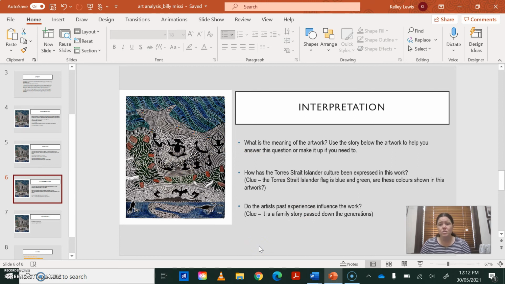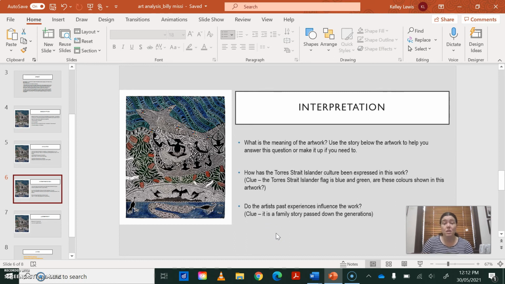There are 2 other questions that we want you to answer here. So how has the Torres Strait Islander culture been expressed in this work? There's a clue. The Torres Strait Islander flag is blue and green, and it's also shown in the sky here. It's also been shown with depicting a story that's been handed down, which also answers our next question, which is, do the artist's past experiences influence this artwork?